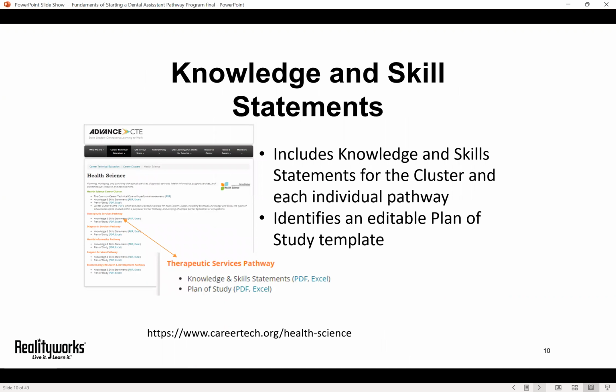Now, this URL that you see on the screen here is also a good resource to become familiar with. There are specific knowledge and skill statements for the health science career cluster in general here. And also each specific pathway, including therapeutic, has knowledge and skills identified that your students should know, as well as, again, an editable template that will help you develop the course for your plan of study. So a very, very helpful place to go.